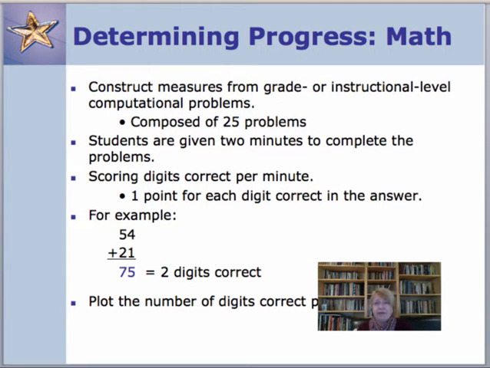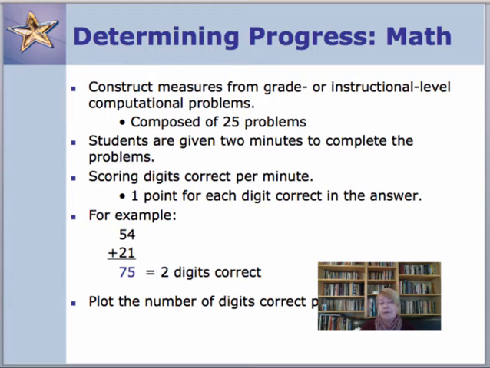Determining progress in math and curriculum-based measurement, what we're going to do is create probes, and you've already had an opportunity to do that in math. Create probes that are measuring grade or instructional level computational problems. Generally, probes consist of approximately 25 problems. You can make adjustments depending on what you know about your students and what your expectations are in terms of the curriculum. In a 25 problem probe, students typically would be given 2 minutes to complete the problems, so it's partly fluency and partly accuracy that we're looking at.